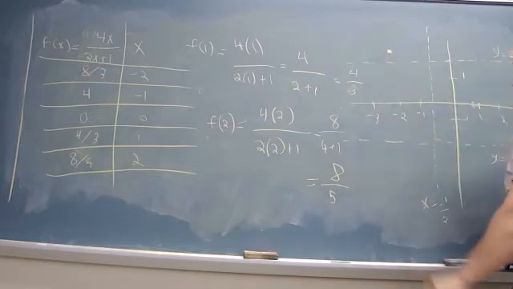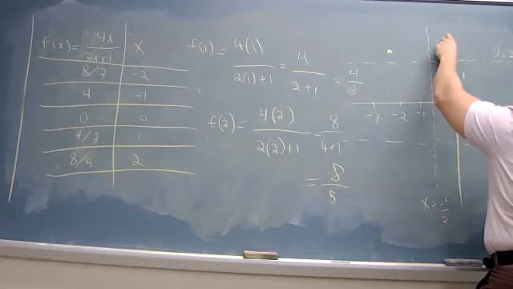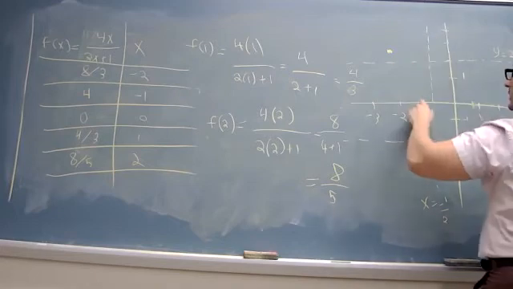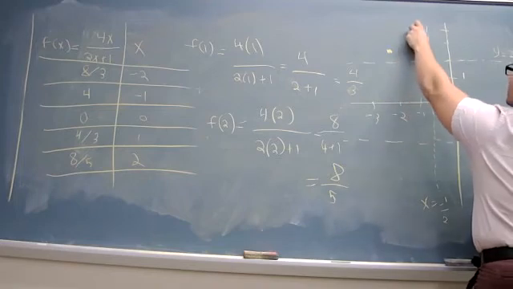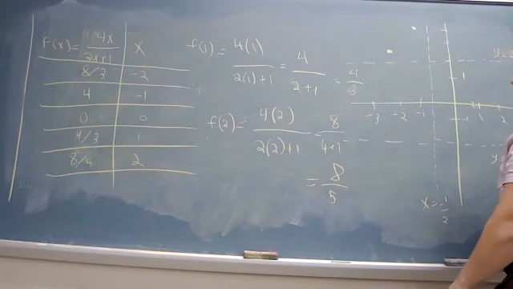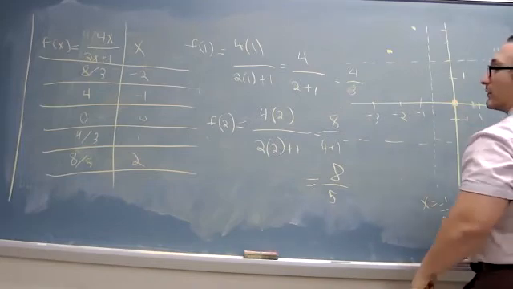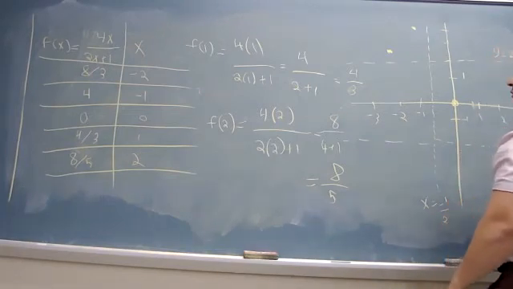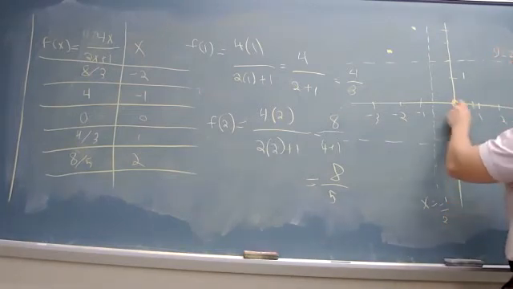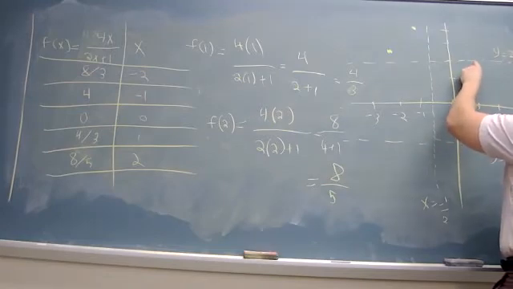Put a dot. I go to -1, I find a 4, and I put a dot. There's 1, there's 2, there's 3, and there's 4. I go to 0, I find a 0, I put a dot. I go to 1, I find 4 over 3, which is around 1 point something, a little over 1, and I put a dot.